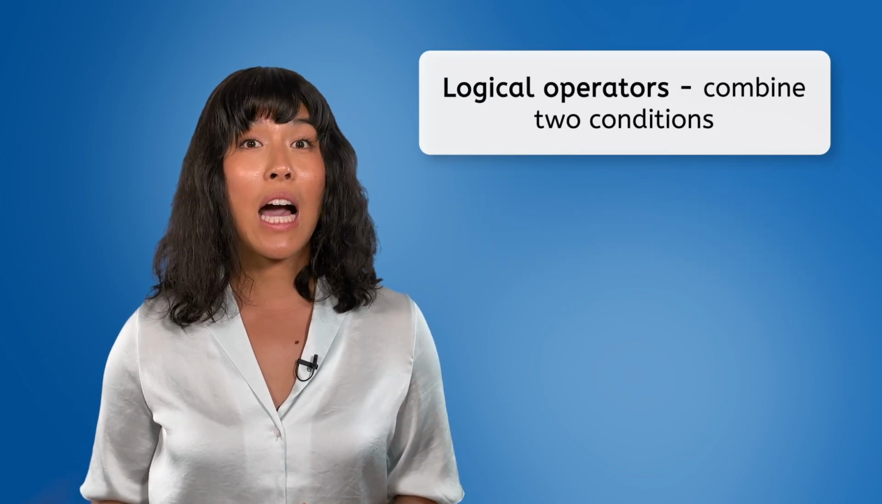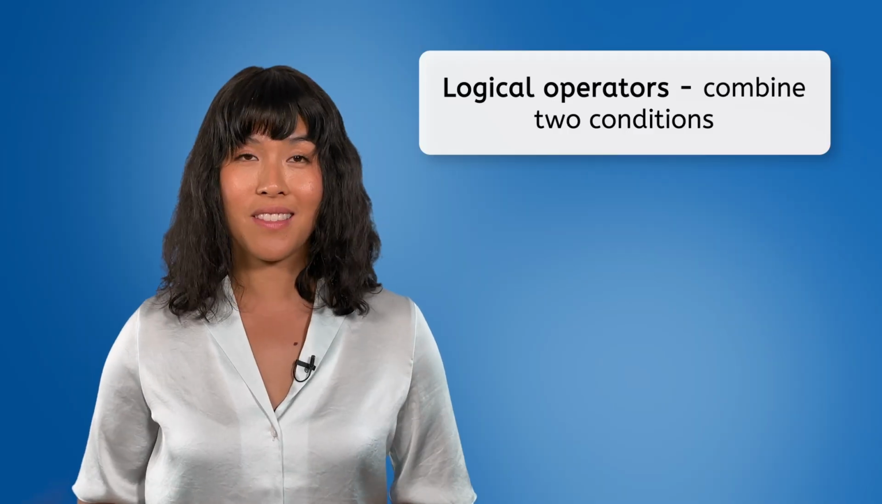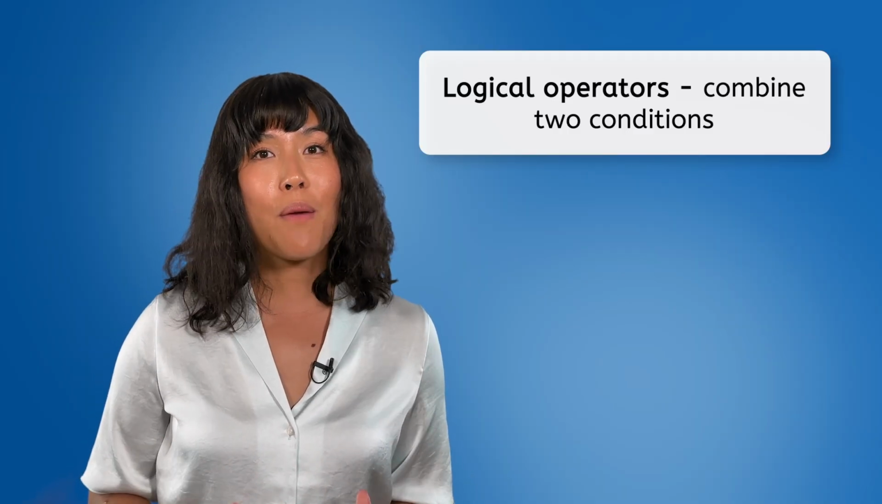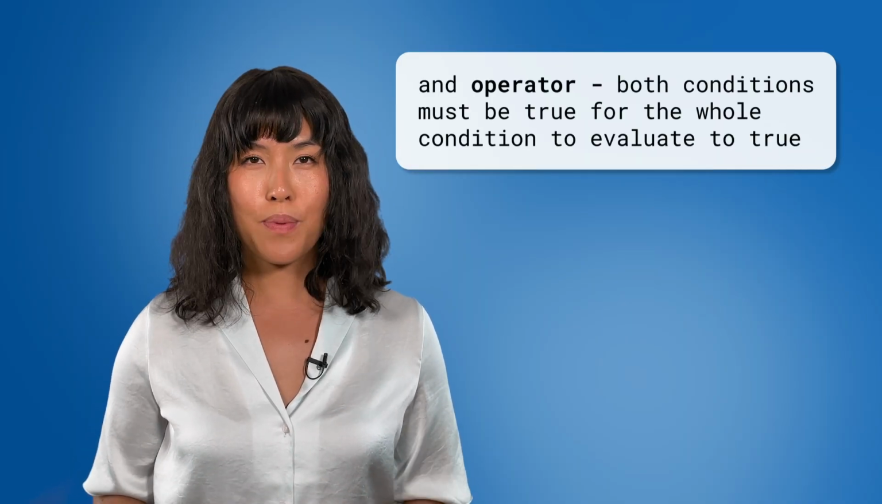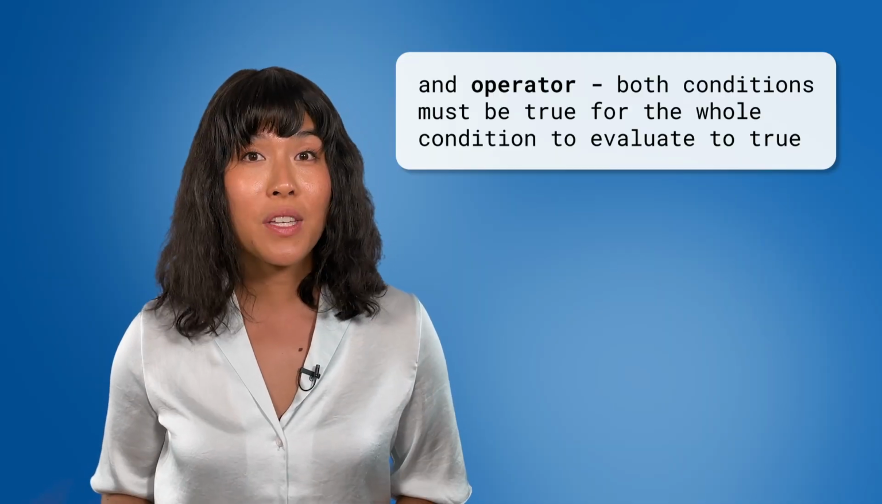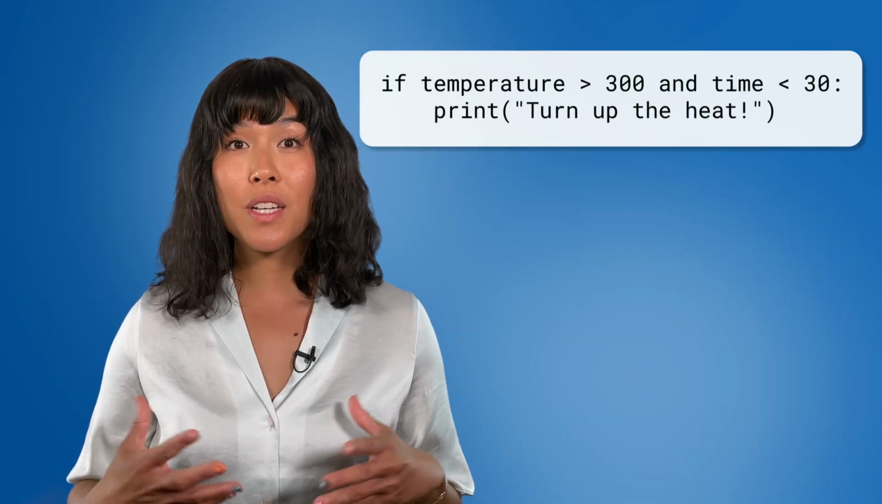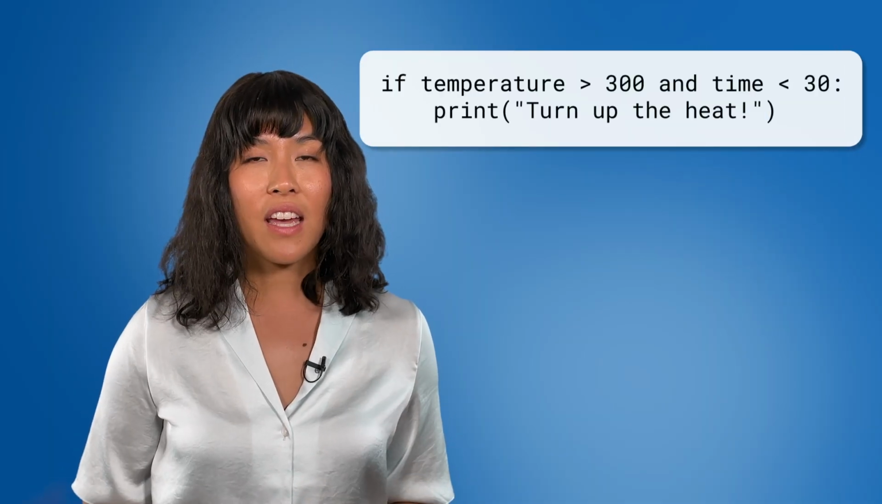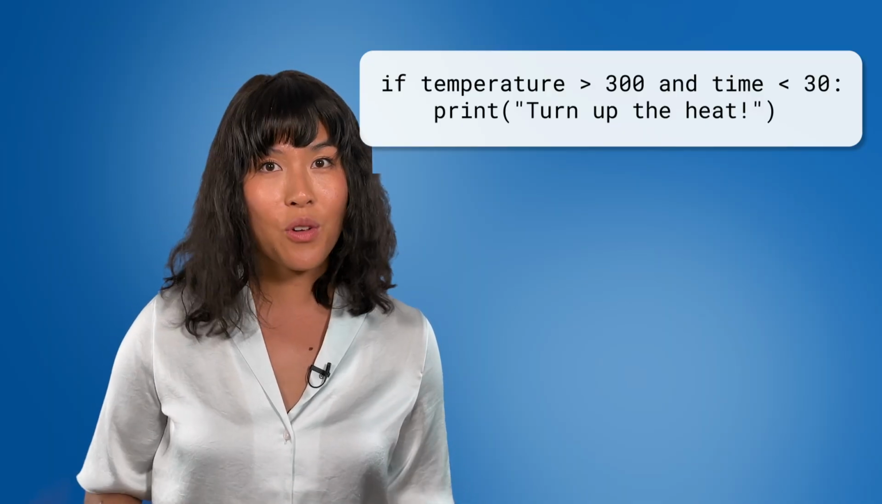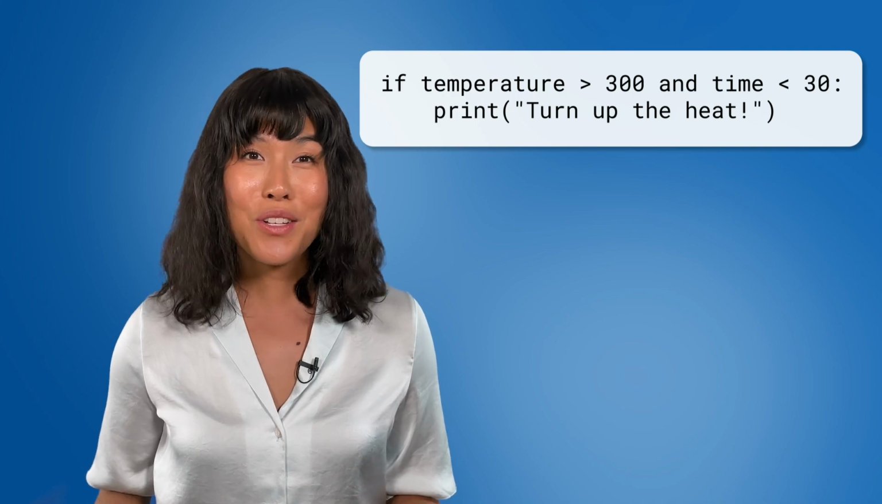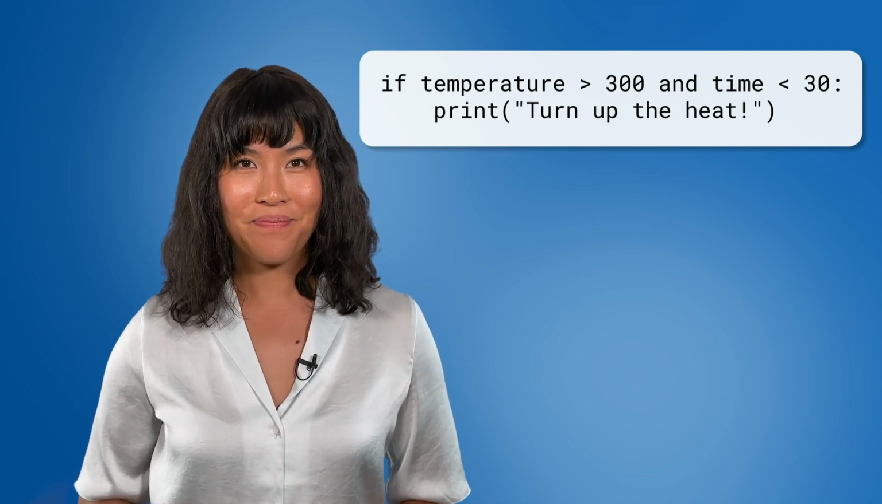Finally, let's explore logical operators, which allow us to combine two conditions. They enable us to create complex conditions and control the flow of our program. We can use the AND operator, which becomes true only if both conditions are true. For example, if we wanted to increase the temperature of the oven, if the temperature is greater than 300 and the time is less than 30, we can use the AND operator like this.